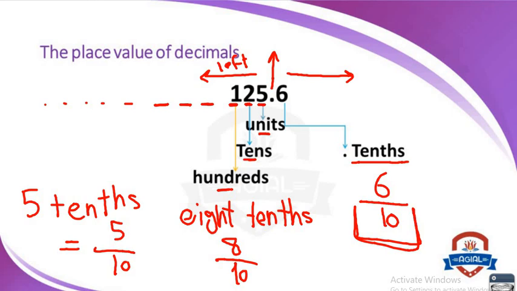Okay, it's easy to know the value and the place value of the digit. For example, 5 in the units place, so the value of 5 will be 5. 2 in the tens place, so the value of 2 will be 20. 1 in the hundreds place, so the value of 1 will be 100. I think it's very easy.